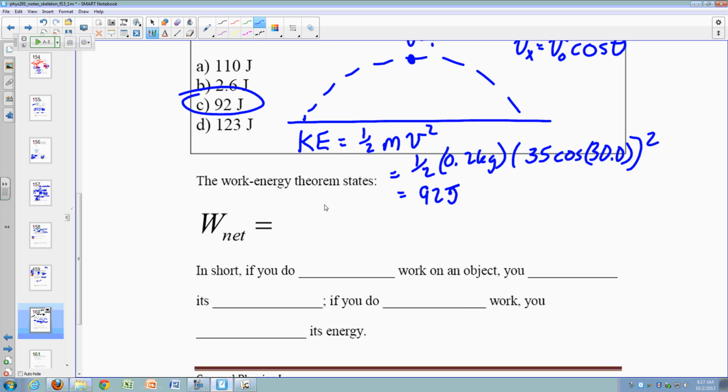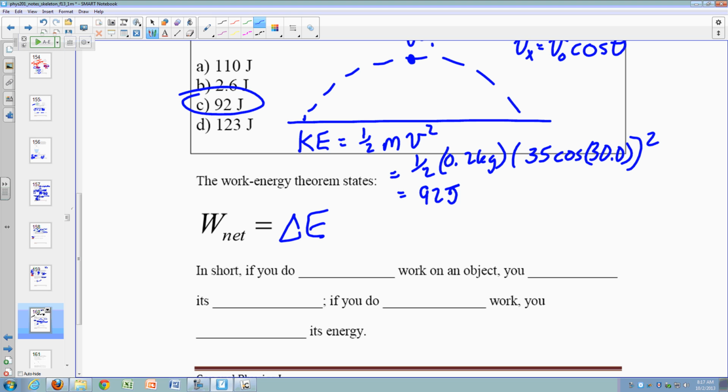All right, so let's move on to the work energy theorem. This is pretty simple. I've already stated it, but it just says that if you do work on an object, you change its energy. We usually look just at how you change its kinetic energy. So if I do work on this chair, I push it, then I change its energy. I give it kinetic energy. I set it into motion.